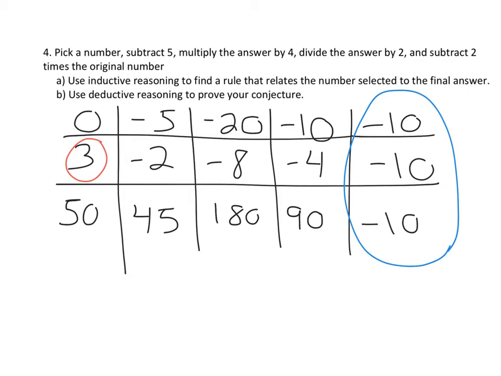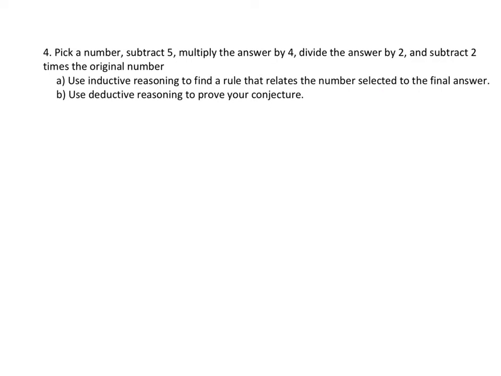Now part B is saying, well, okay, you showed that it's true for 0, 3, and 50, but how do you know that it's always true? So part B is going to show that it's true no matter what you choose. Okay, so now kind of going on to part B. We want to have something that could represent any possible number that I could pick. Not necessarily 0, not necessarily 3, not necessarily 50, but any possible number. So let's call it x.